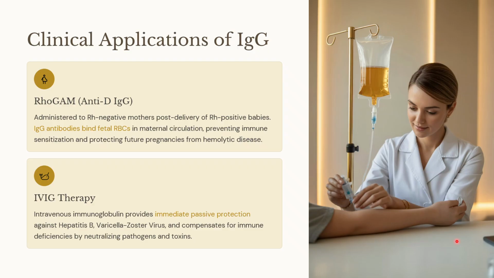And second, IVIG therapy is used to treat immunodeficiencies and some viral exposures such as hepatitis B and varicella zoster virus, and compensates for immune deficiencies by neutralizing pathogens and toxins.